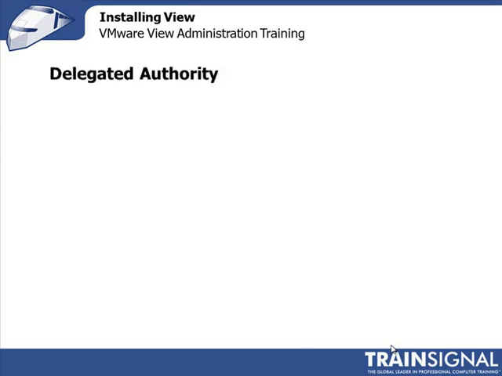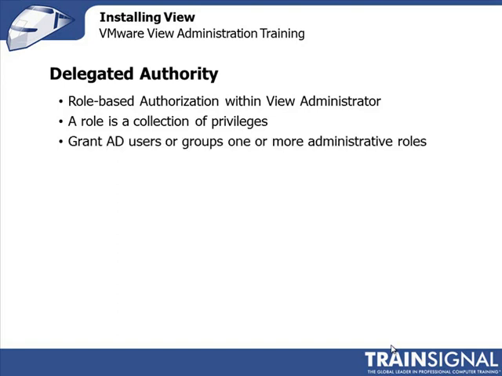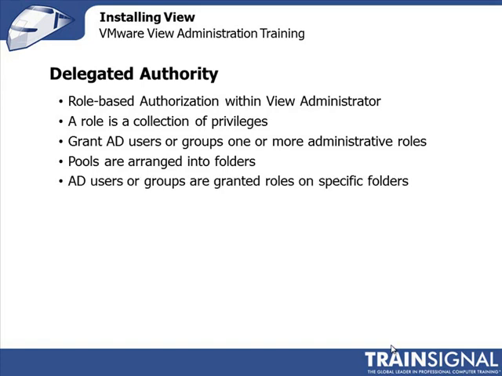And finally, let's discuss delegated authority. Delegated authority is role-based authorization within View. The role is simply a collection of privileges within the View administration console. You then grant Active Directory users or groups to one or more of these administrative roles. You can then arrange your desktop pools into different folders. You can then grant Active Directory users and groups specific roles to different folders. This allows you to create different groups that have access to different sets of virtual desktop pools, but not to others.